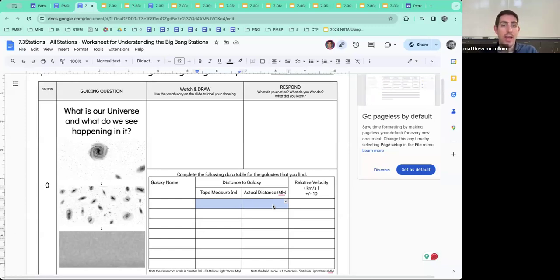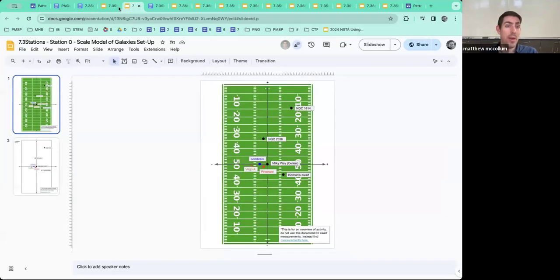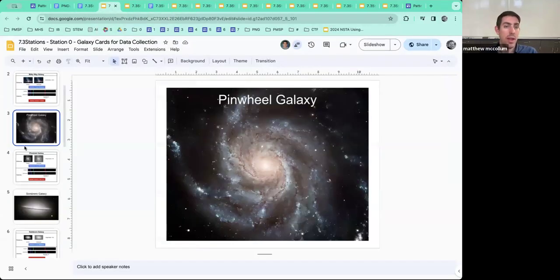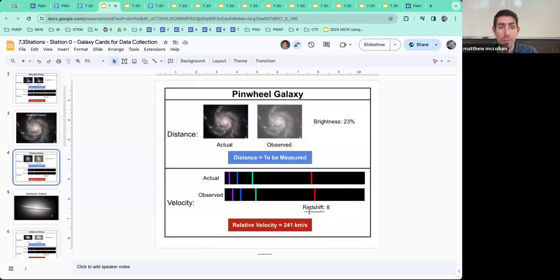Each of the cards has the picture of the galaxy, but also has some more information on the backside. If you click there and go to the next. So it shows what it looks like, how bright it is, but also the redshift, how fast that galaxy is moving away from us, and it tells the relative velocity of that.